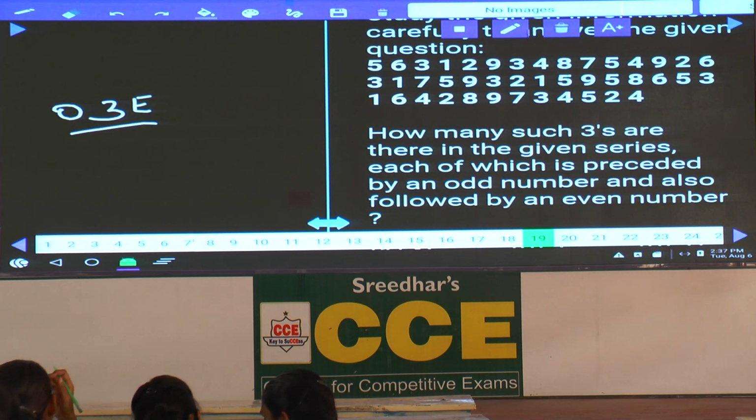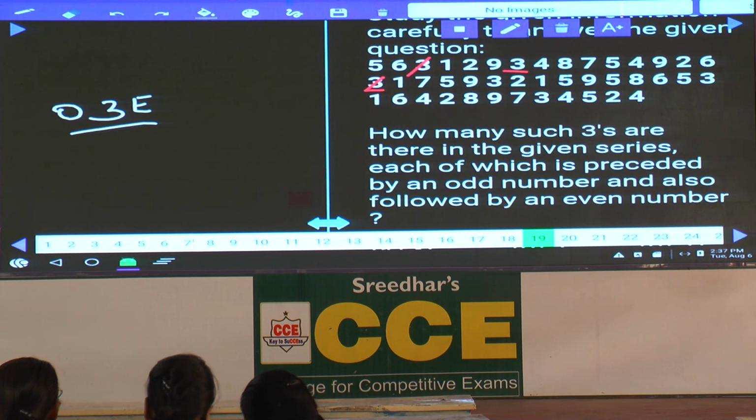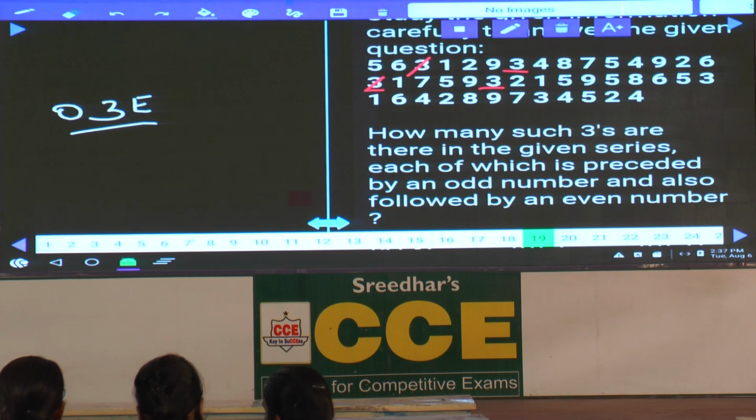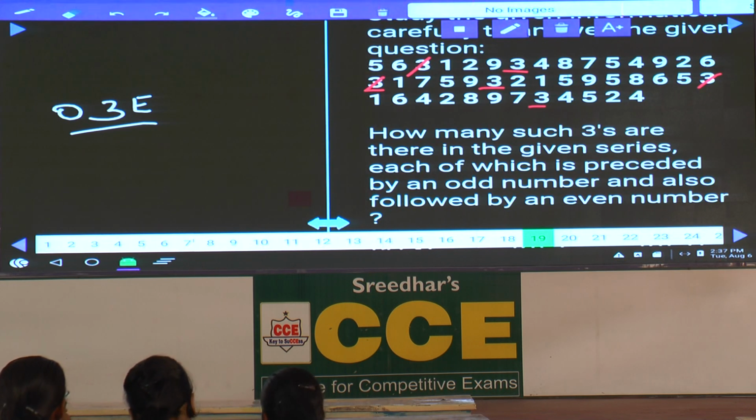Now this 3 is preceded by an even number but not odd. Now this 3 is preceded by odd and followed by an even number. Next to this 3, preceded by even and followed by odd, but it should not be taken, isn't it? Then next one, a 3 preceded by odd, followed by an even. Next one, this 3 is preceded by odd, followed by again odd, so this cannot be your answer. And this 3 is preceded by odd and followed by an even.